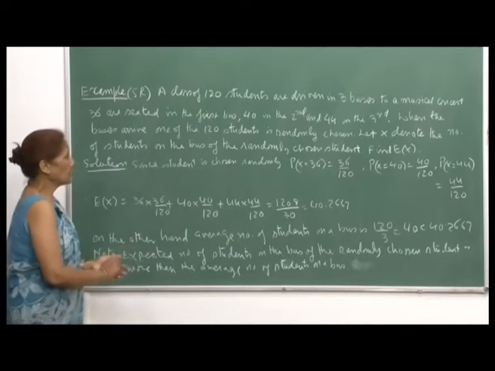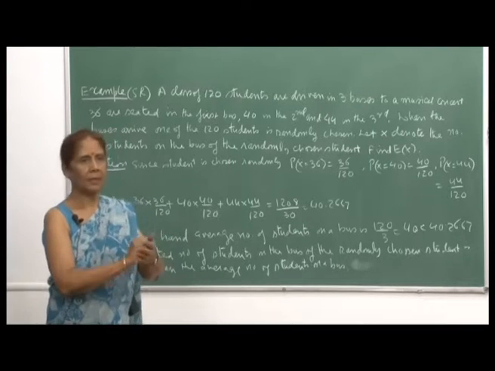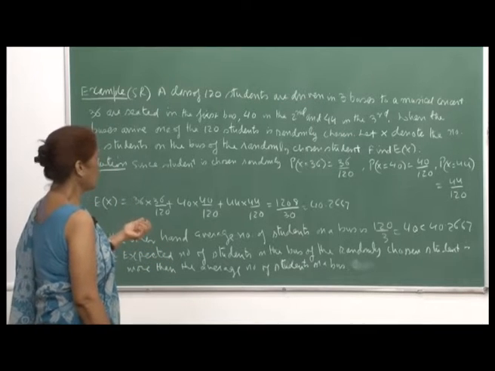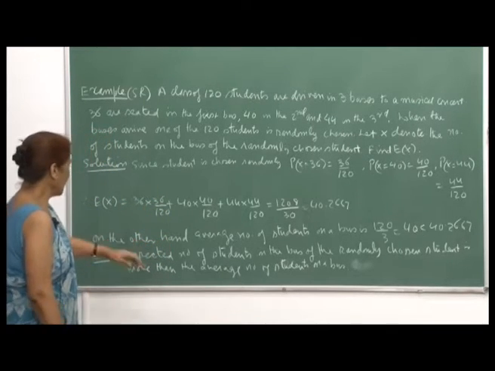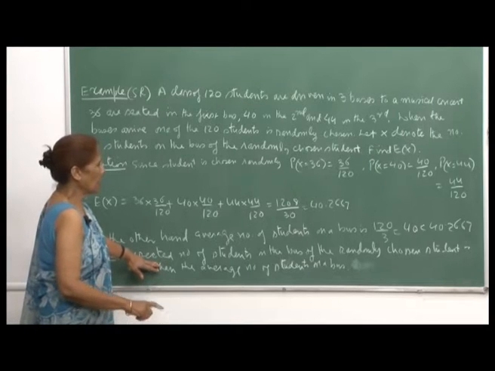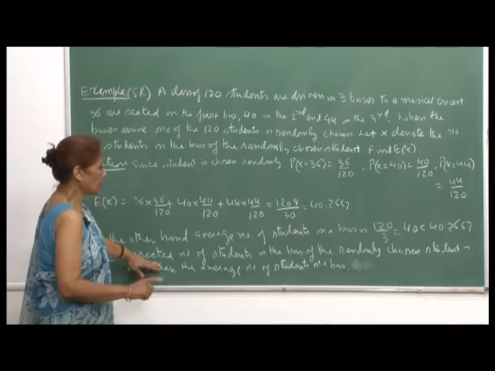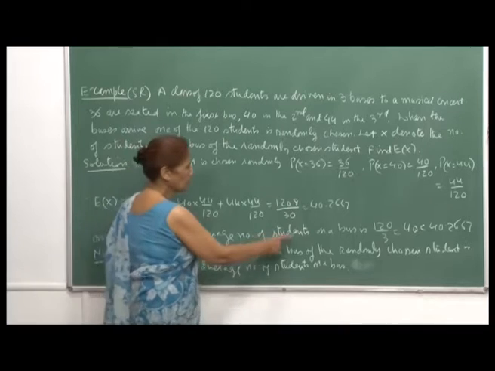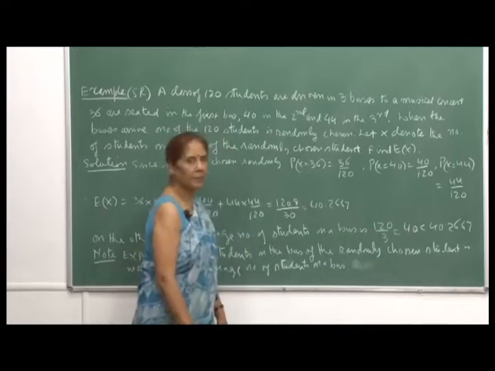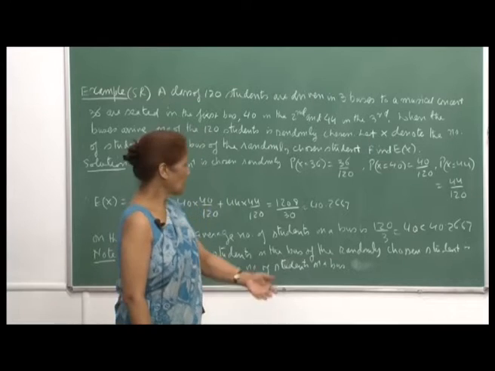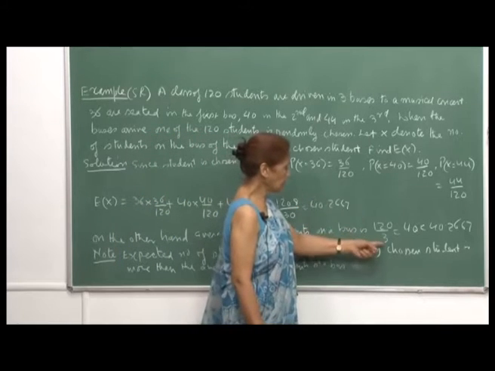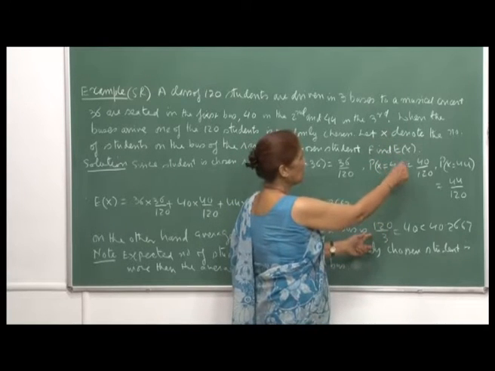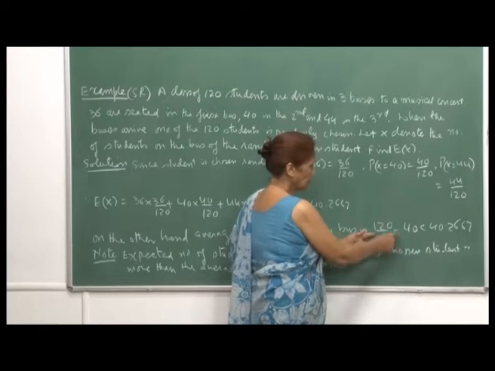But if you look at the event that you take any bus, then the probability of being chosen is 1 by 3, because every bus is equally likely. Now, on the other hand, average number of students on a bus is 120 by 3. Because each bus is equally likely to be chosen, that probability is 1 by 3. So, that into 36 plus 40 plus 44, that will be 120. So, this number is 40.